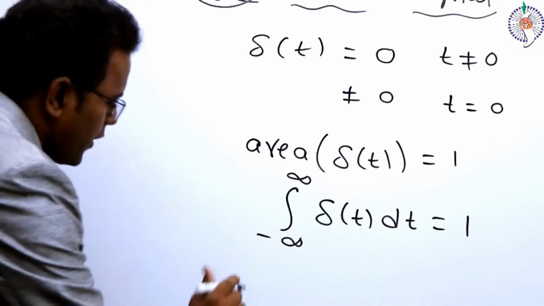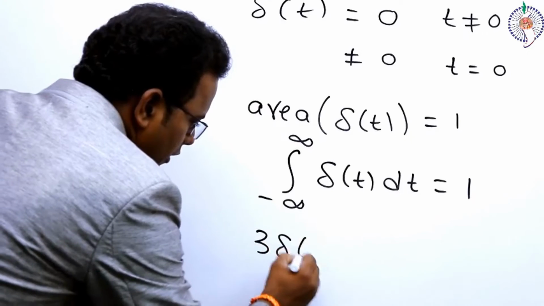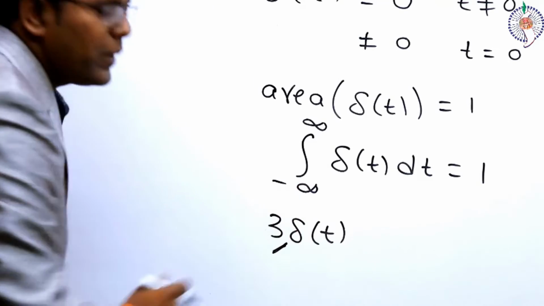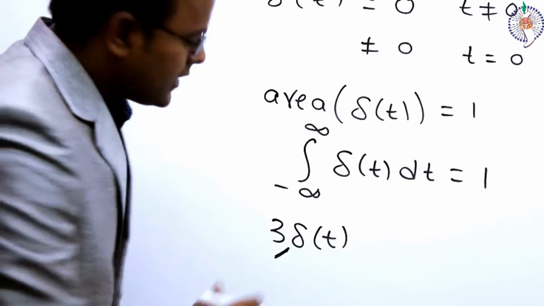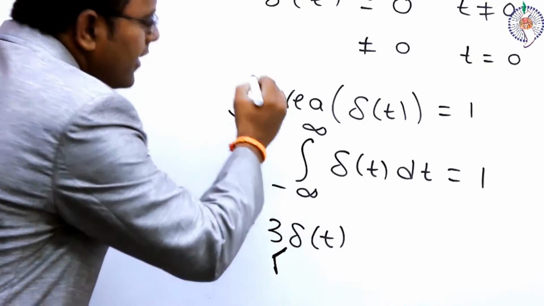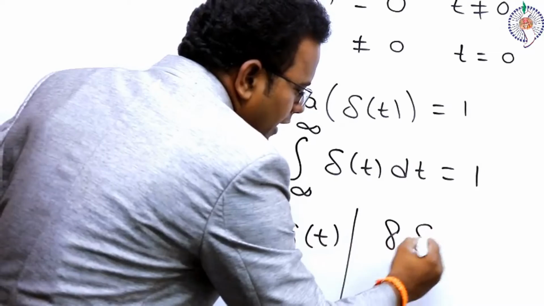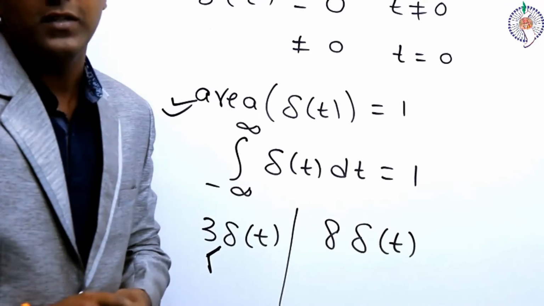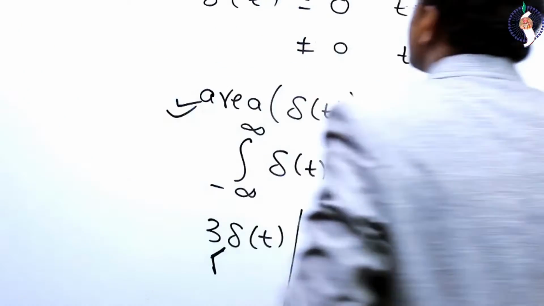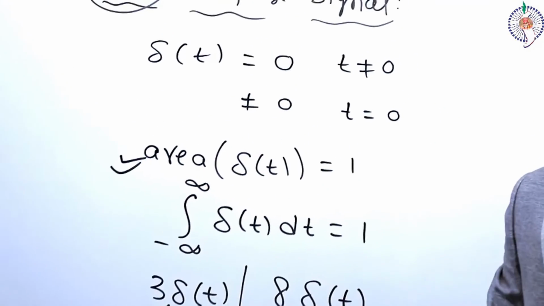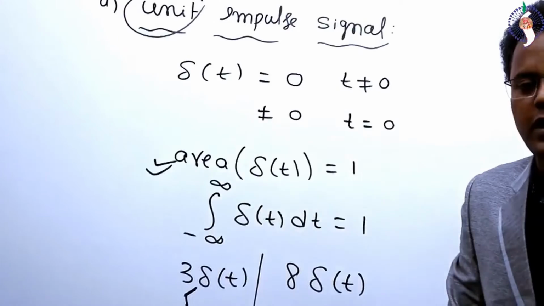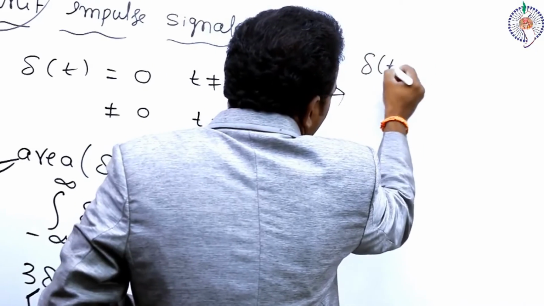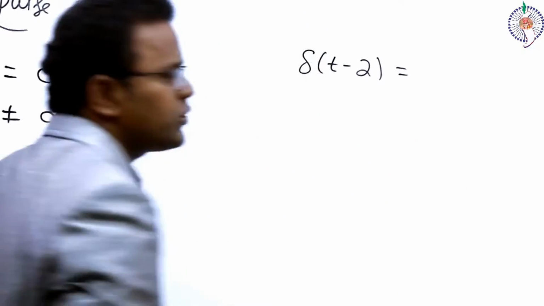Suppose, students, I say 3 into delta of t. What does this 3 indicate? This 3 indicates the area of the signal. Suppose I say 8 delta of t. What does this 8 indicate? The area of the impulse. So whenever we discuss the impulse signal, the definition is mentioned in terms of areas. Suppose I write delta of t minus 2, can you please say the definition?